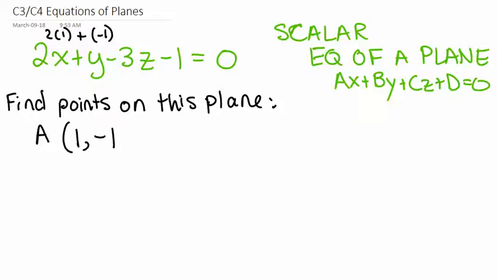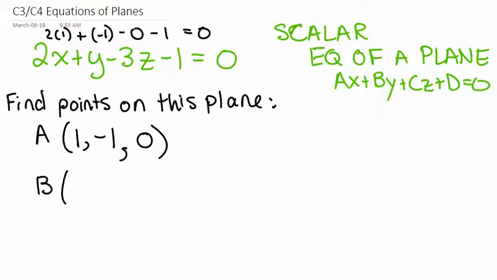So 2 times 1 plus negative 1. Then I have to find something I can sub in for z that will, when I subtract 1, make my equation equal 0. Let's say I just made it 0. Hopefully that works: 2 minus 1 minus nothing minus 1 equals 0. Since that works, I'll put 0 for my z coordinate. So I know that point's on the plane.